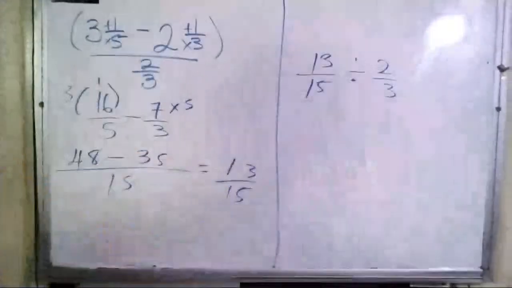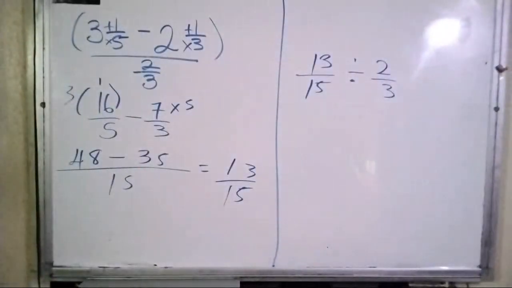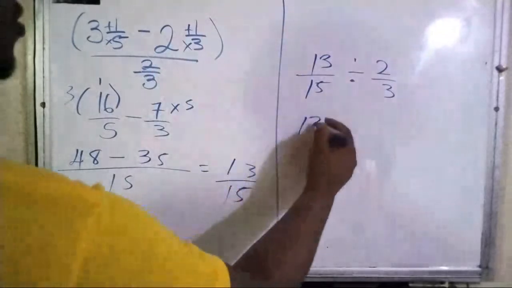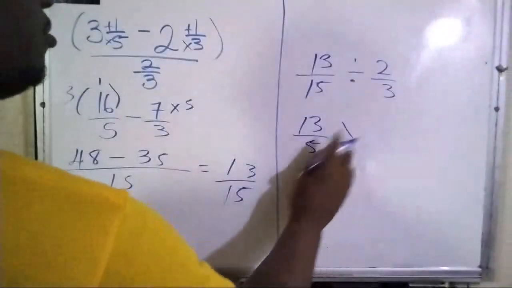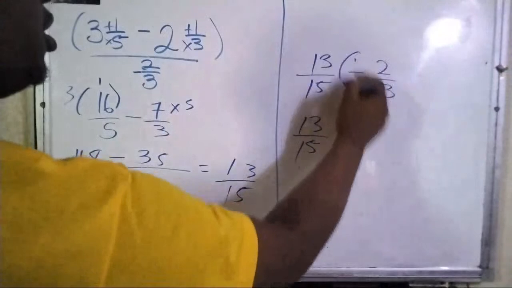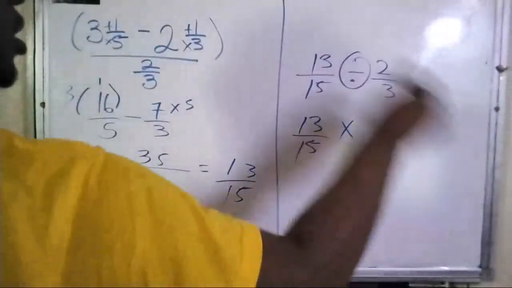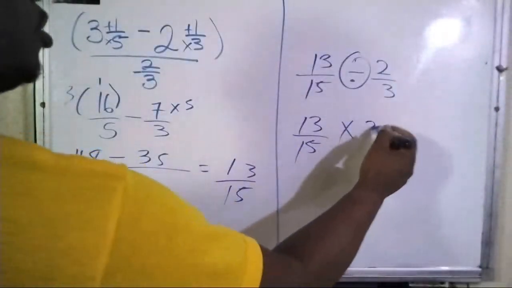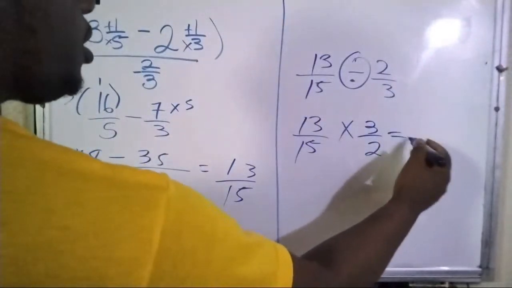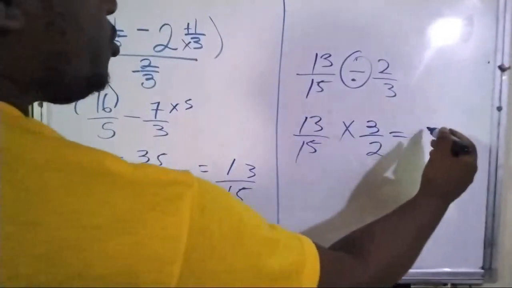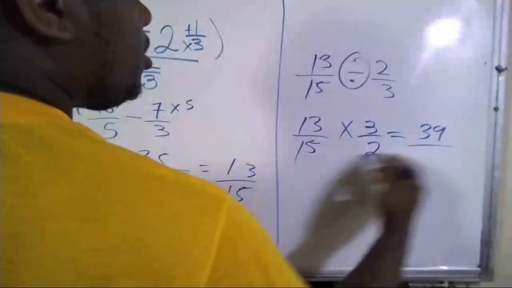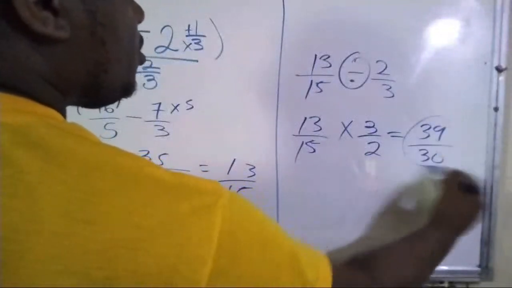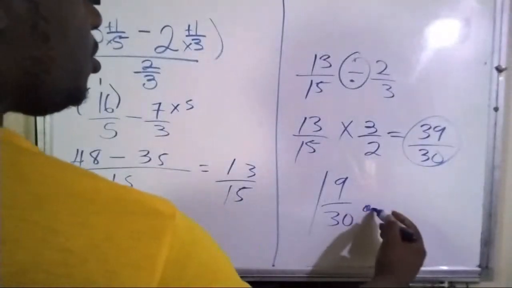But we have to do it. So we're going to write back the first fraction, which is 13 over 15. Change the division to multiplication, but guess what? We have to flip the fraction. So 3 goes over the top, and then we can multiply across. 13 times 3 gives us 39, and 15 times 2 gives us 30. So that can go into it 1 time and 1 over 30.